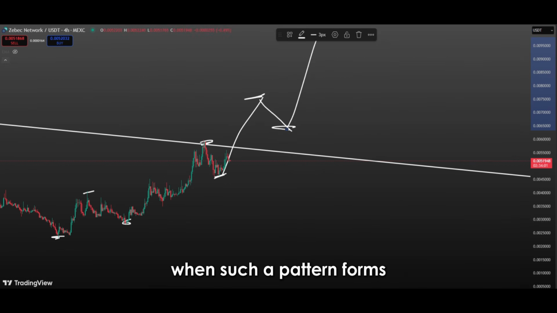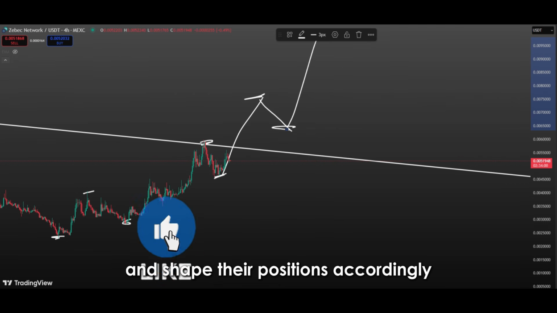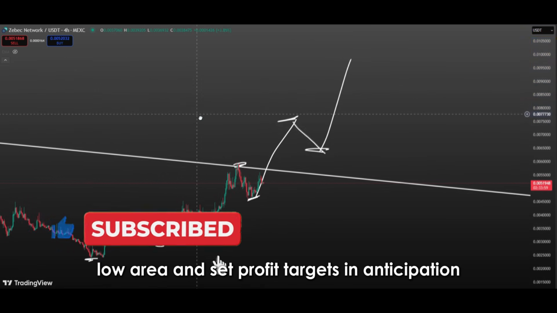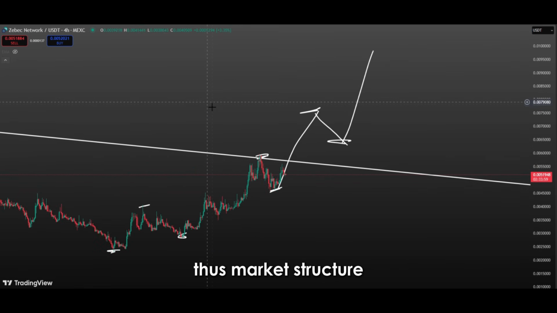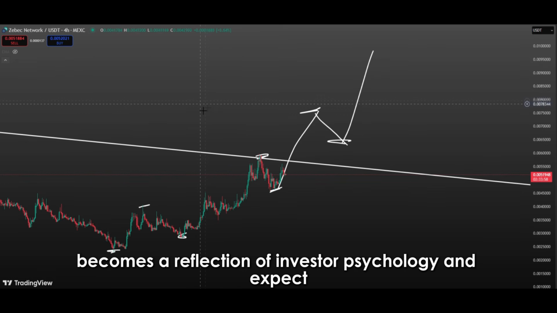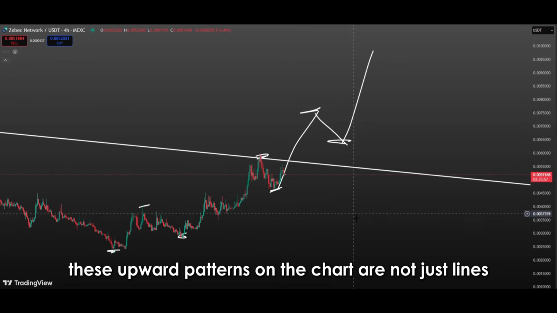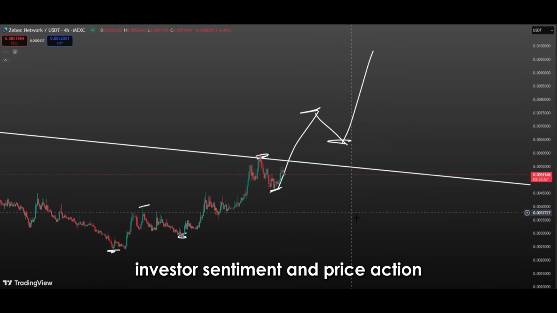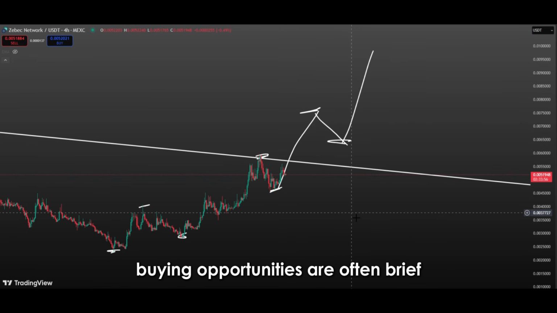When such a pattern forms, many technical traders interpret it positively and shape their positions accordingly. For example, many investors place stop-loss orders near the higher low area and set profit targets in anticipation of the next higher high. Thus, market structure becomes a reflection of investor psychology and expectations. These upward patterns on the chart are not just lines, they are the natural result of supply and demand, investor sentiment, and price action. Additionally, in markets where this type of pattern exists, buying opportunities are often brief.